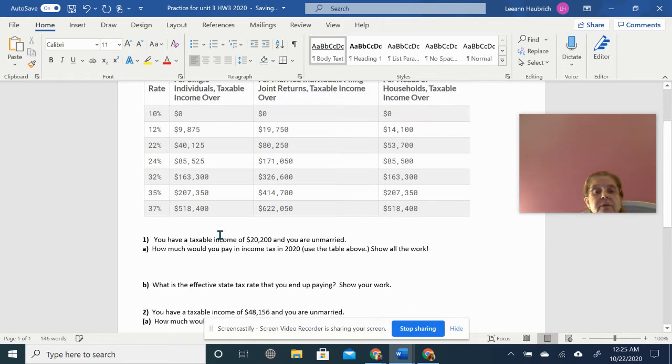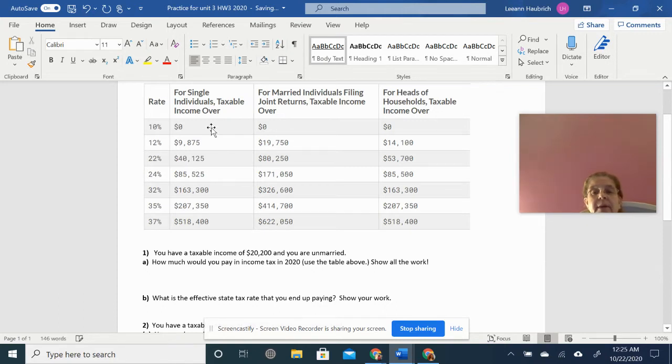So the first thing I'm going to do is look up here. This is set up a little bit differently than the one you have. Basically everything from 0 until 9,874, or this is the next bracket, is below here. So think of this as 0 to 9,875 and so forth. Our income is higher than the 9,000, so the tax rate is 12%.